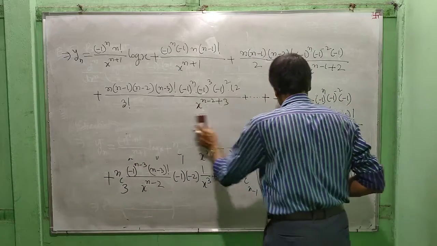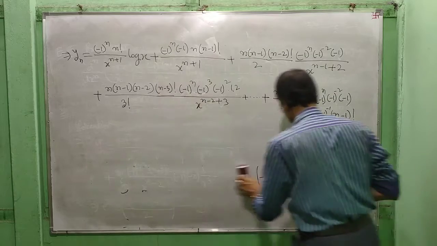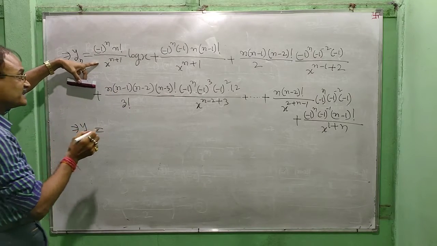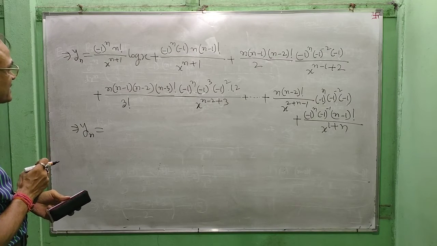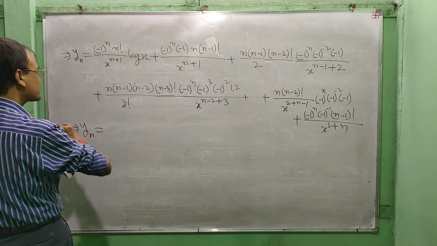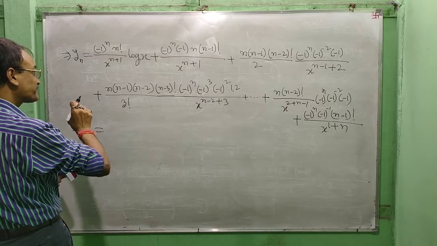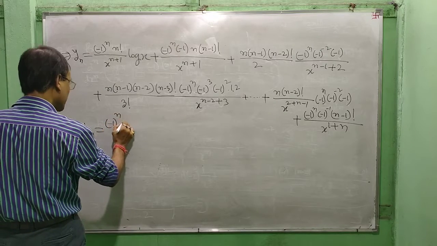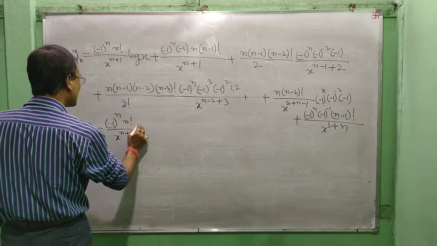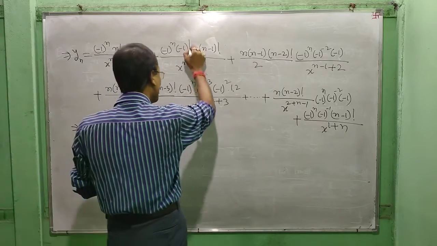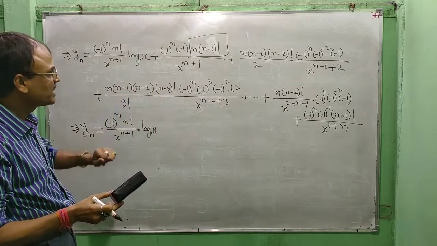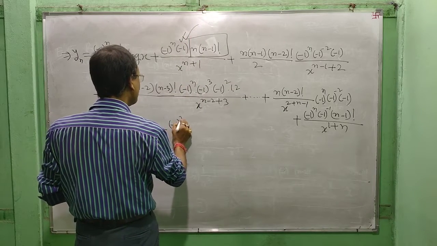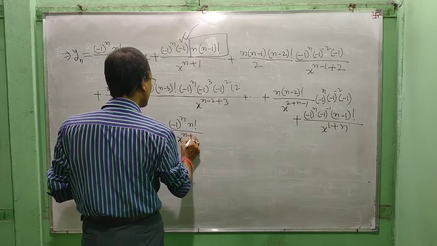Now, we are going to write the next line. What will be the next step? You will see. This means yn is equal to, first, you see one thing. Minus 1 whole to the power n divided by x to the power n plus 1, log x. First term is this. What will be this term? n into factorial n minus 1 is nothing but factorial n. This is minus 1 whole to the power n factorial n divided by x to the power n plus 1, simply this one.